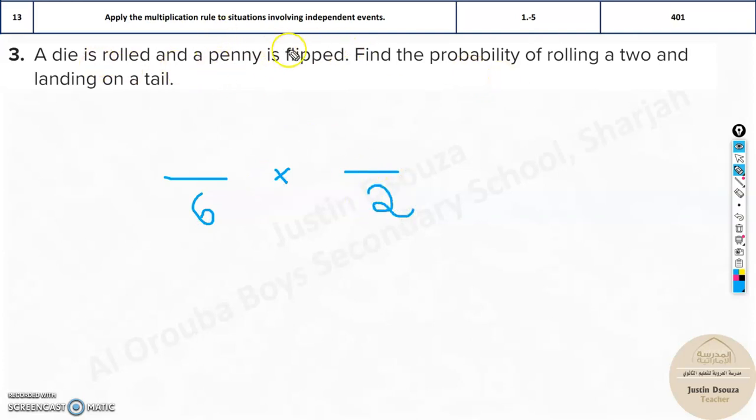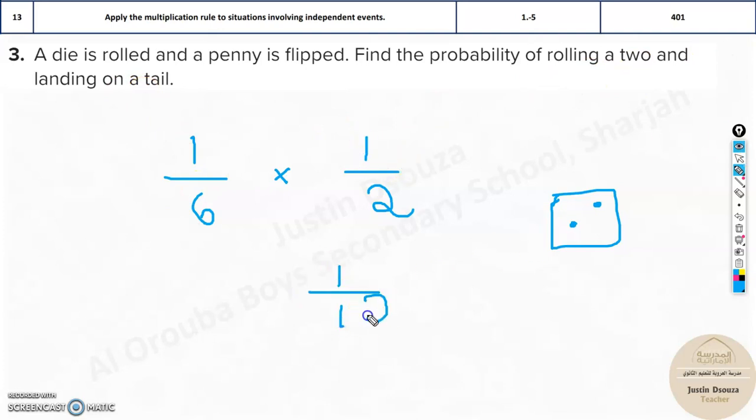A die is rolled and a penny is flipped. Find the probability of rolling a 2 on the die. How many faces show a 2? Only one will be 2. That is, if the die has fallen like this, 1 and 2, only one possibility, isn't it? So that is 1. And a tail, that is again 1.